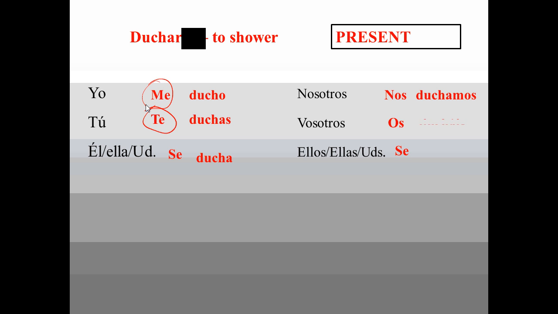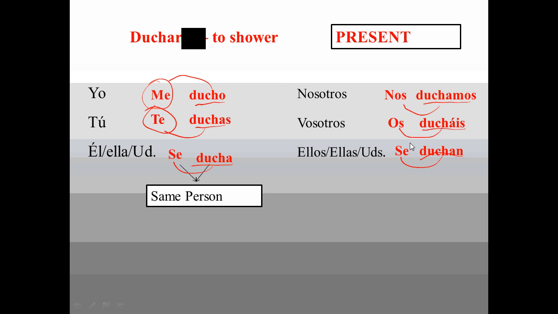Duchamos, ducháis, duchan. So the only difference between just conjugating like a regular verb like hablar is you have to put the me, te, se, nos, os, se in front of it. And basically what this means, if you look at it, is I shower myself. You shower yourself. He or she or you shower yourselves. We shower ourselves. You guys shower yourselves, and they shower themselves. Because you're doing the action, and you're also receiving the action as well.